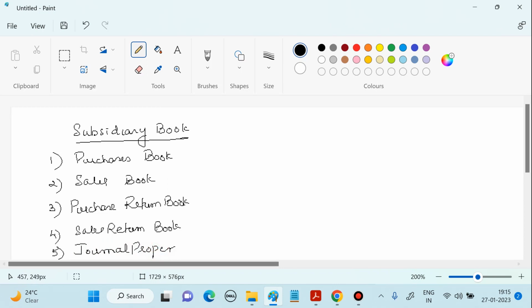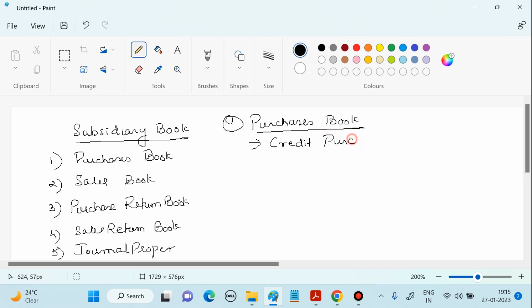So these are the subsidiary books which we are going to learn today. Now we'll take each one of them. First one we'll take the purchases book. Now in the purchases book, what do we record? What type of transaction do we record?